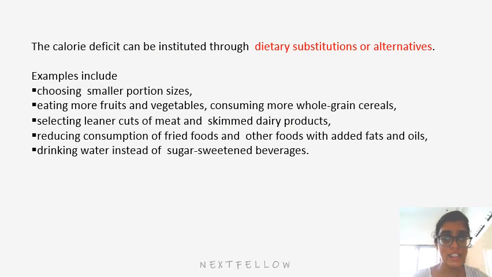The calorie deficit can be instituted through dietary substitutions or alternatives, choosing small portion sizes, eating more fruits and vegetables, consuming more whole grain cereals, selecting leaner cuts of meat and skimmed dairy products, reducing consumption of fried foods and other foods with added fats and oils, drinking water instead of sugar-sweetened beverages.